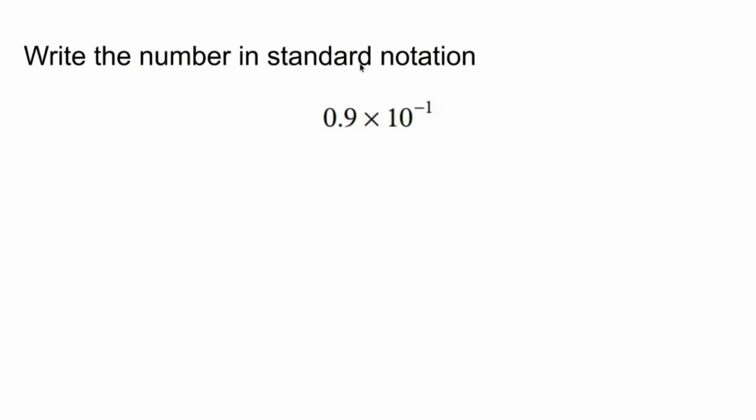Write the number in standard notation. When you take 0.9 and multiply it by 10 to the negative 1, you're going to make your number smaller, because 10 to the negative 1 makes things smaller. So you take your decimal and you move it to the left however many spaces it tells you to. So you're going to move it to the left 1 and put your new decimal right there. So this ends up becoming 0.09. And I'm just going to put a 0 in front of it because it looks prettier. And that's how you do it.